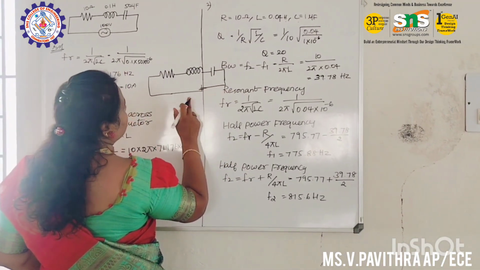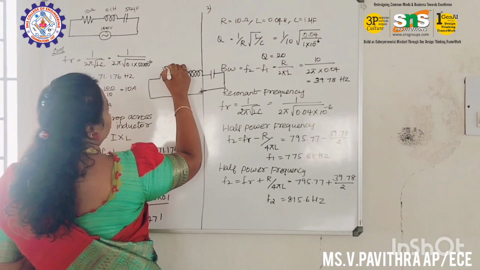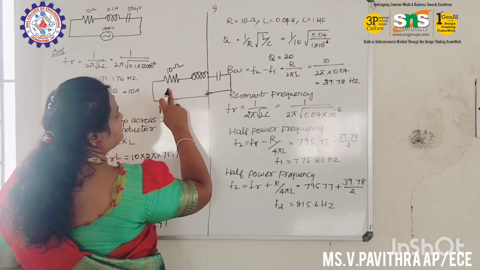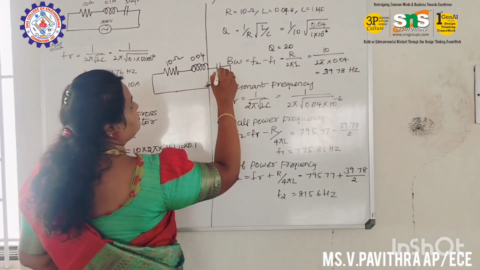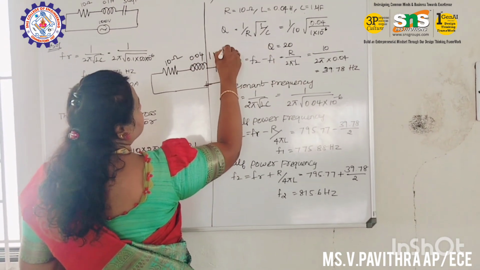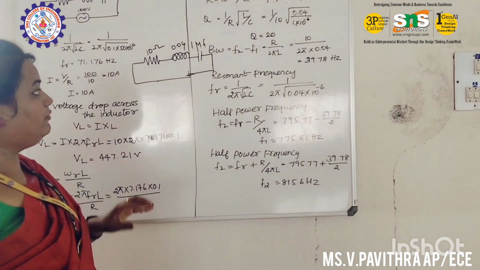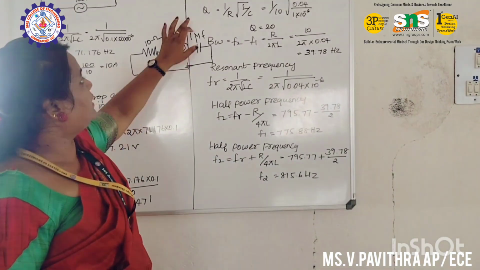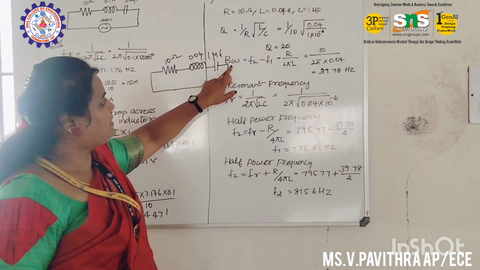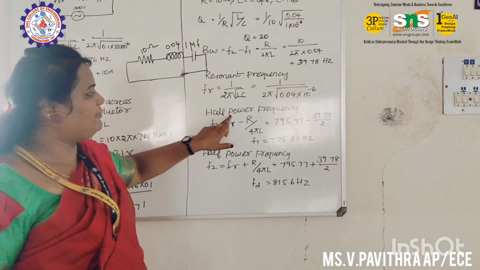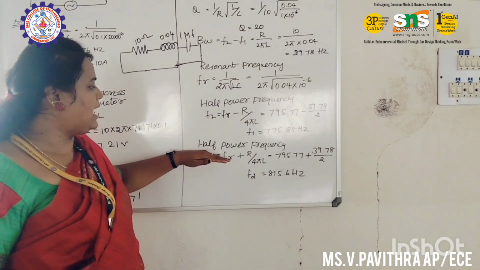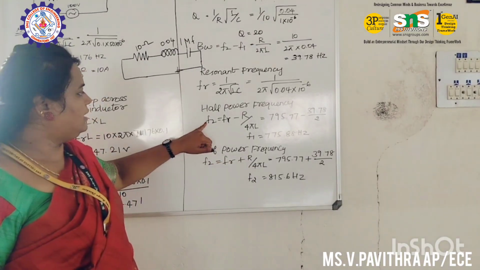They have not given any voltages. We can simply mark the values: resistor equal to 10 ohm, inductor equal to 0.04 and C equal to 1 microfarad. These are the values they have given. So what we are going to find here is, one, the quality factor, another, the bandwidth, next, the resonance frequency, and next, the half power frequencies.